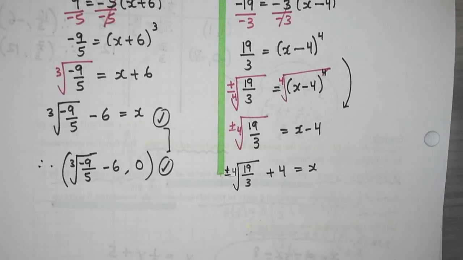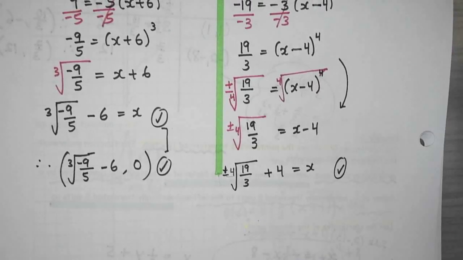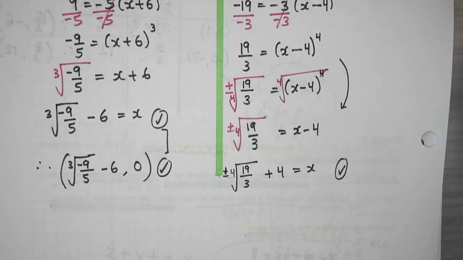Fourth root plus minus, there we go, all done. And again, I don't need a concluding sentence because that is your x-intercept, so it's right there. You could write it as 2 separate points, but you don't need to.